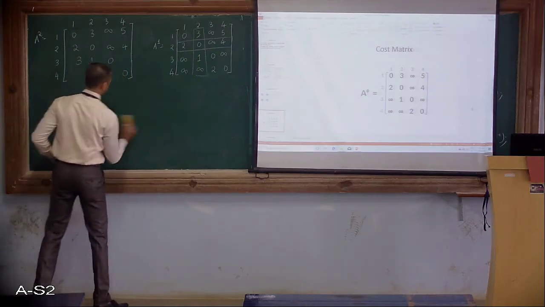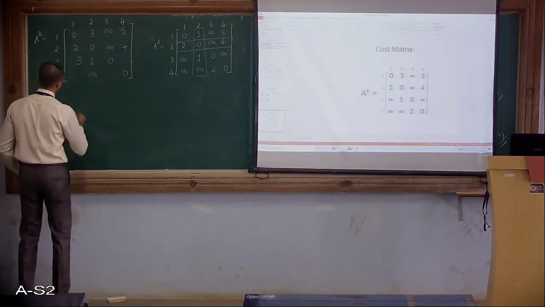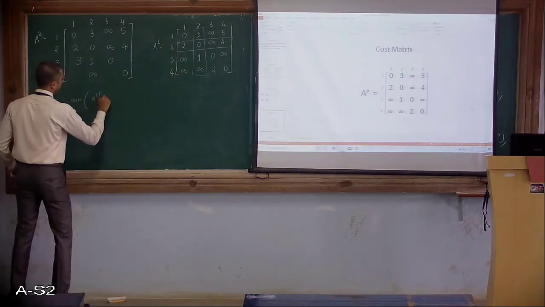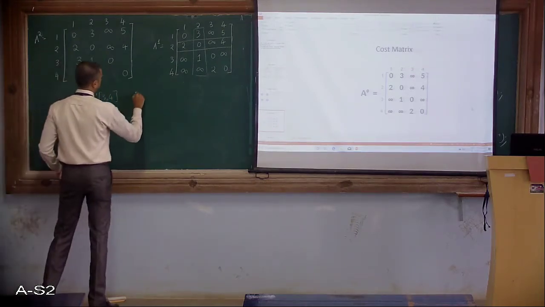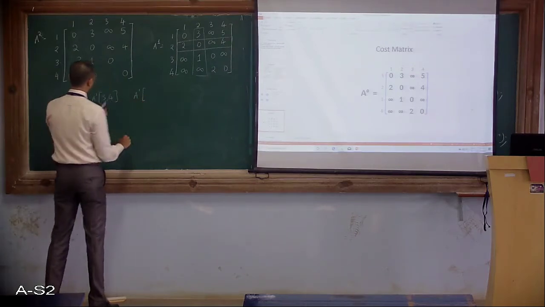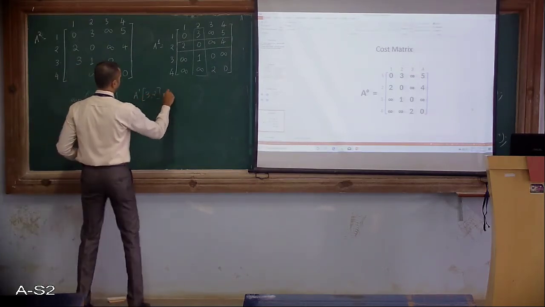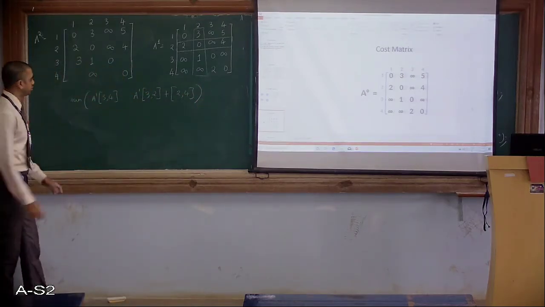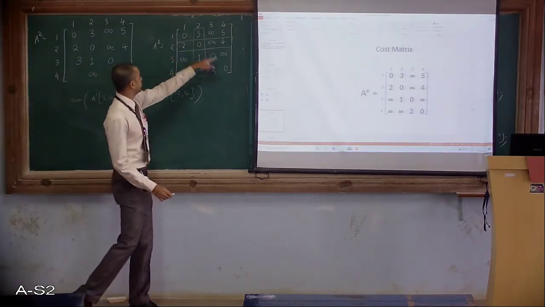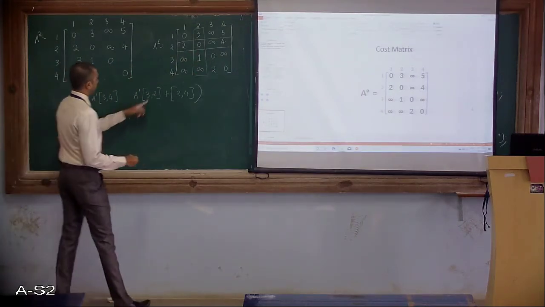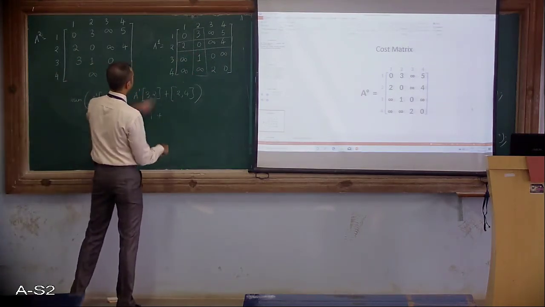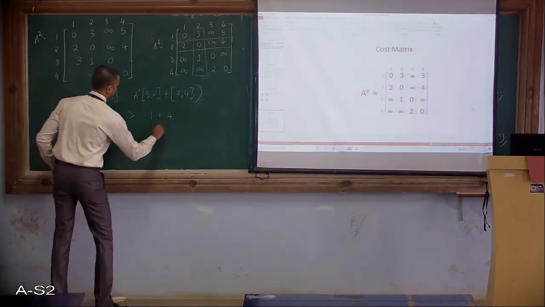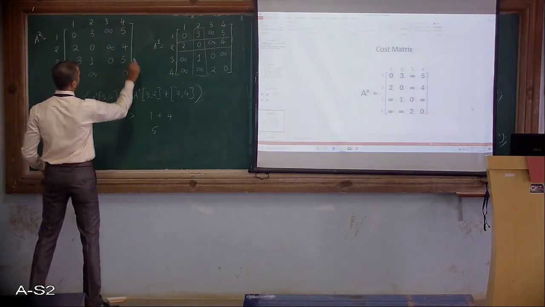Next one, 3 to 4. The minimum of A1, 3 to 4 and A1 with 2 as the intermediate vertex. So 3 to 2 plus 2 to 4. What is 3 to 4 here? 3 to 4 is infinity. 3 to 2 is 1 plus 2 to 4 is 4. So obviously this is lesser, 5. So for 3 to 4 I'm going to write 5.